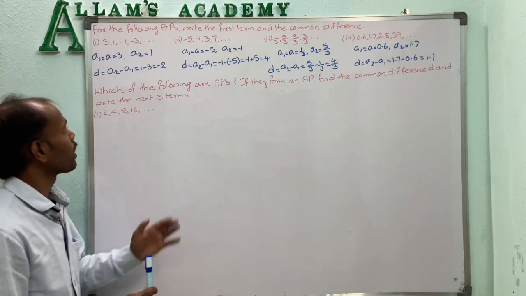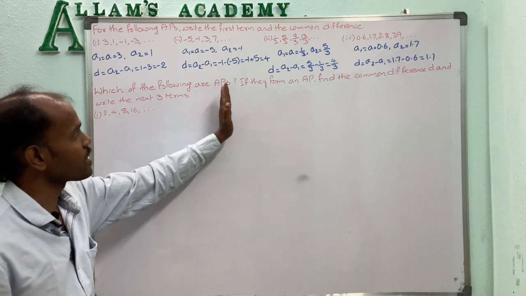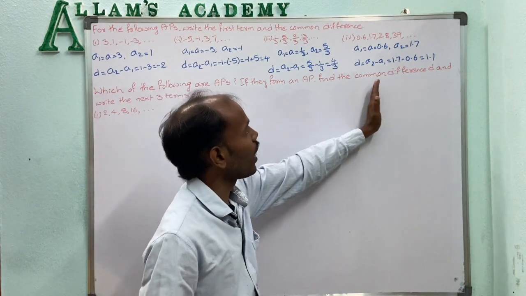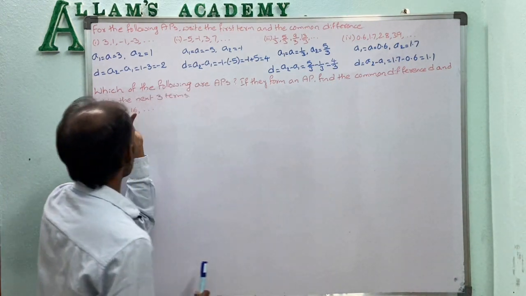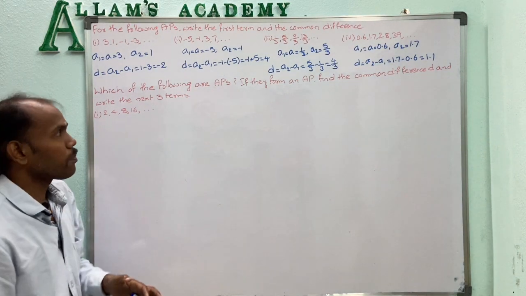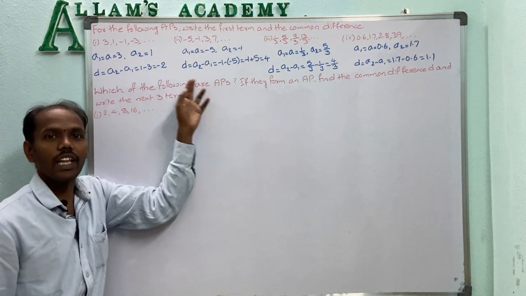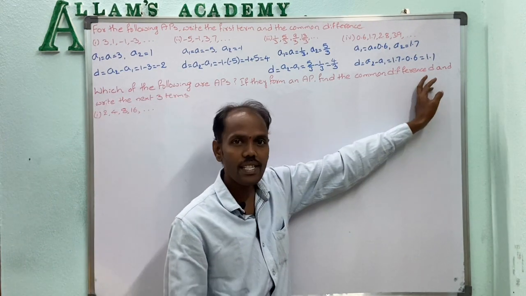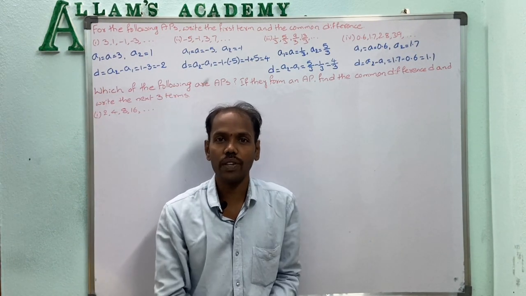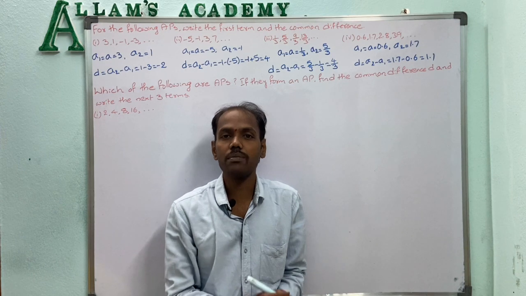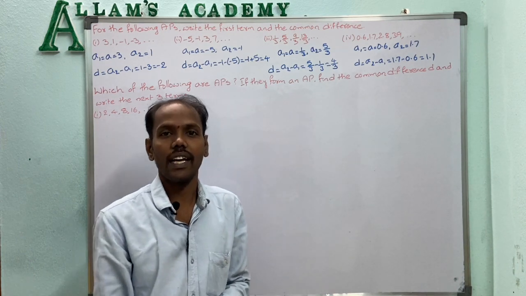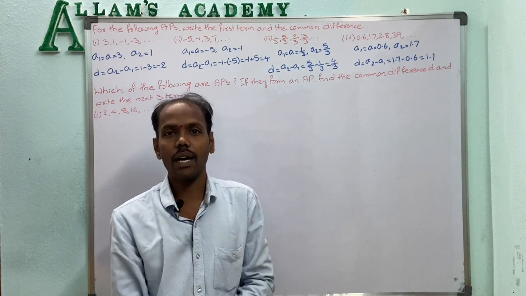Here given the problem, which of the following are APs? If they form an AP, find the common difference D and write the next terms. That means if the given series follows AP, then find the common difference and we want to write the next three terms. If it does not form AP, we can't write the next three terms.